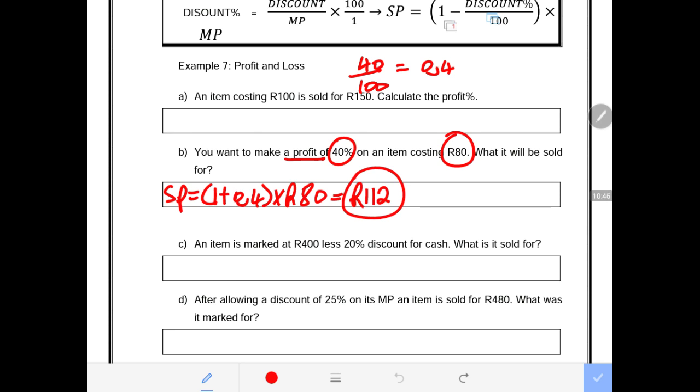Therefore now the question is, what is it sold for? So what is the selling price? Remember, the marked up price would have been the cost. They say an item is marked at 400. Take note of that. An item is marked at 400.